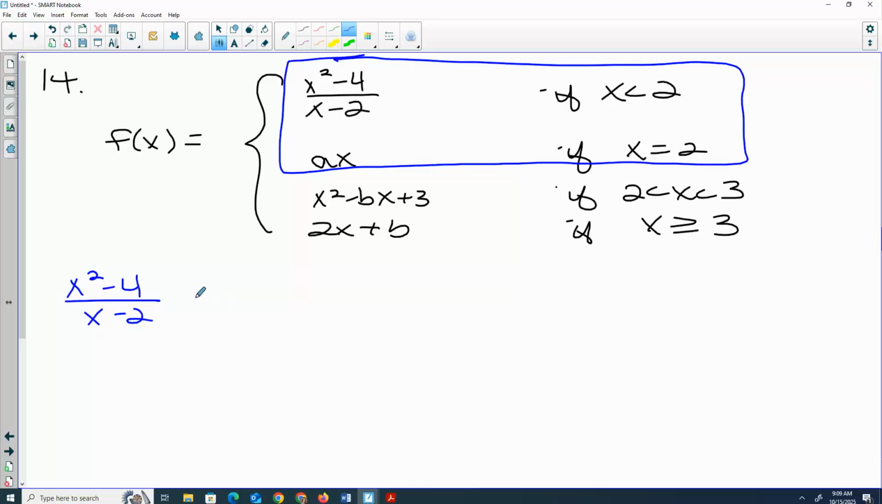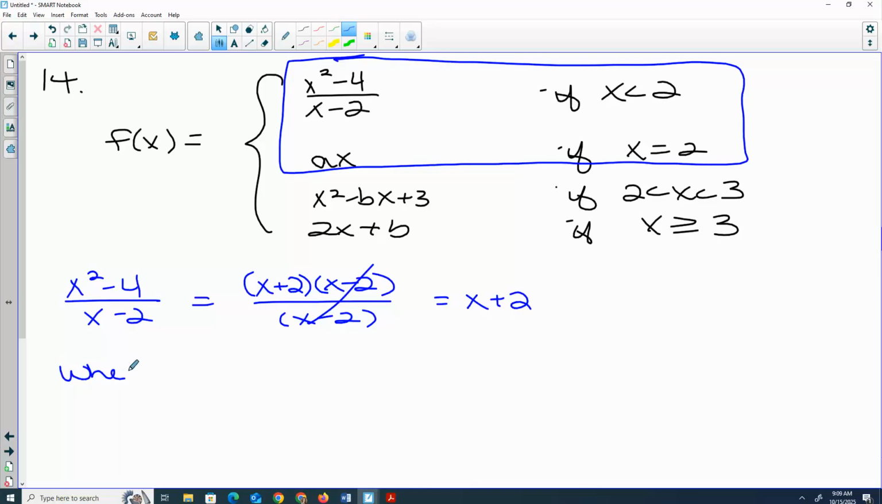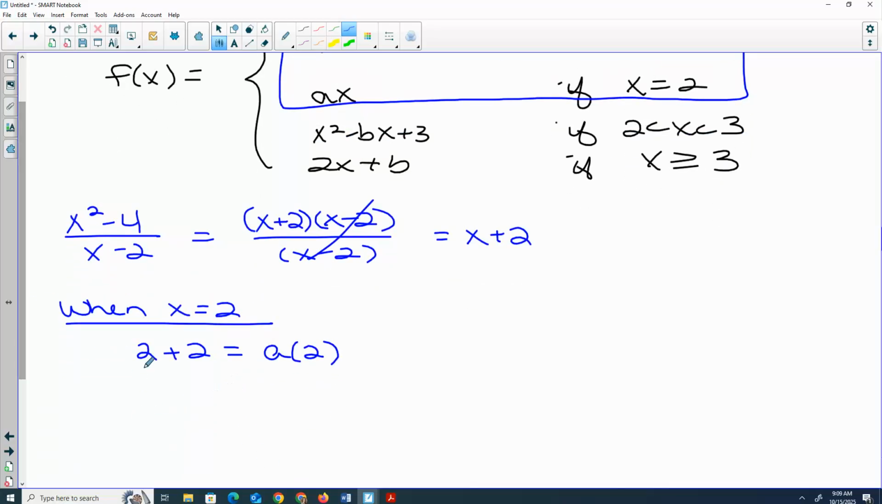No. But if we factored, those cancel. So now could you plug a 2 in there? So when x is 2, I need those to match. So it'd be 2 plus 2 has to equal a times x, which is 2. So 4 is equal to 2a, so my a value has to be 2. Does that make sense?